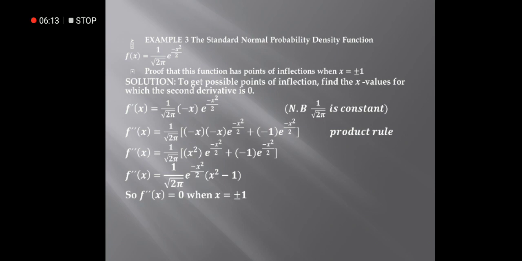We will take e^(−x²/2) as a common factor. So we will get 1/√(2π) times e^(−x²/2) times (x² minus 1). So the second derivative is 0 when x equals positive and negative 1.